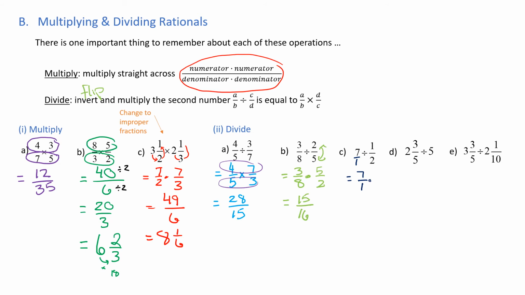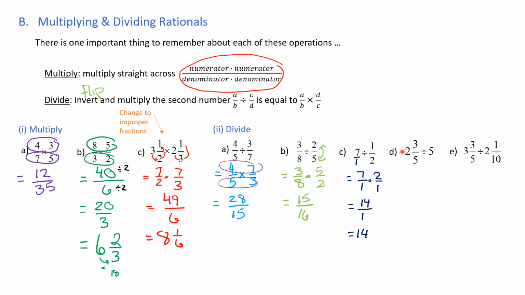Change division to multiplication. Change 1/2 to 2 over 1. And 7 multiplying straight across the top, I get 14. Straight across the bottom, 1 times 1 is 1. And in lowest terms, that's just a 14. So when you're done your question, if you're left with a 1 for your denominator, then you just drop it off and write the integer as it is.